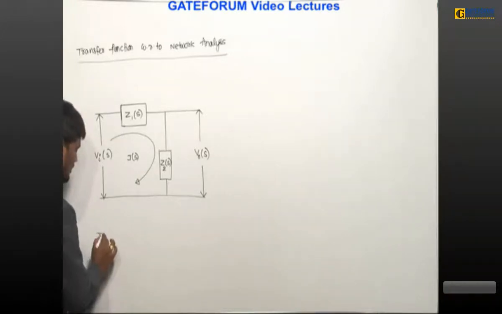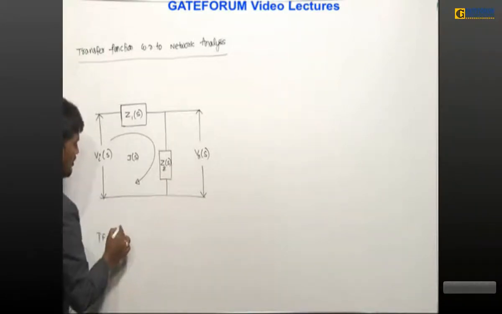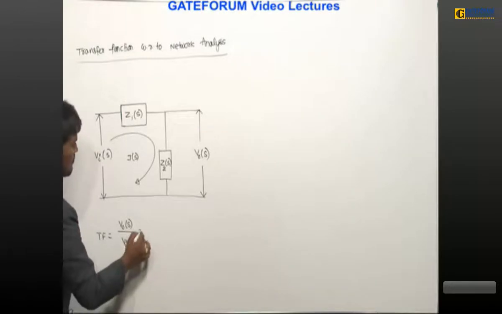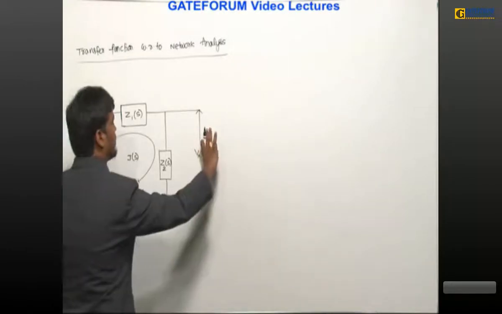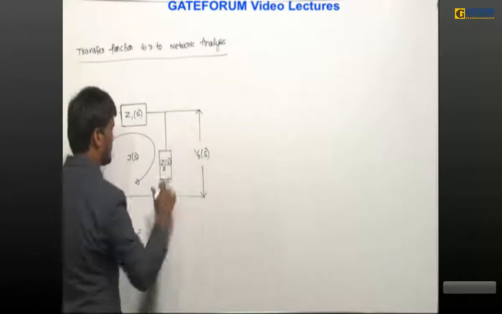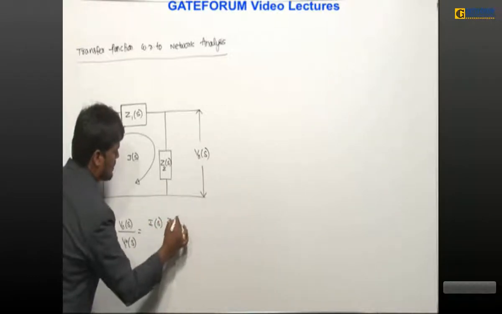Just now I explained the definition of transfer function: the ratio of Laplace of output, which is V0 of S, to Laplace of input, that is Vi of S. What is V0 of S? It is the voltage across this impedance. That means the current flowing through it, I of S, times Z2 of S.